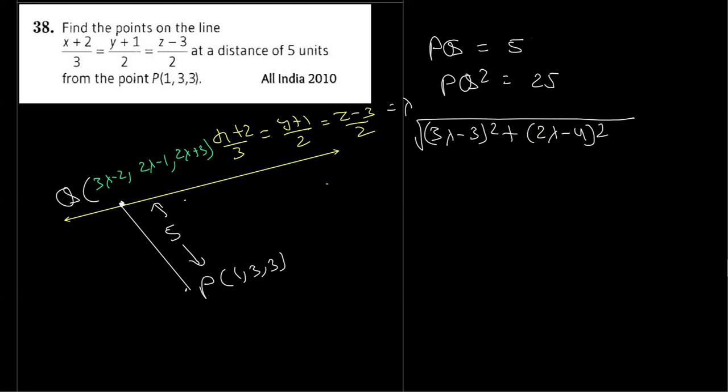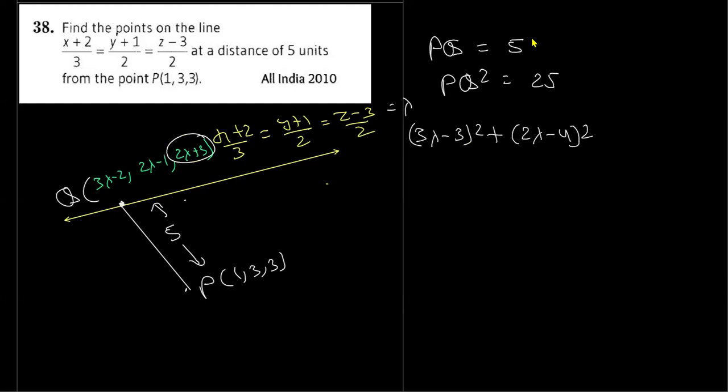The first thing I did wrong: I shouldn't place the square under it, because I am already squaring it. The next is to find (z2 minus z1) whole square in the same manner. So what is z2 here? z2 is this. So this is 2 lambda plus 3 minus 3, whole square, equal to 25.